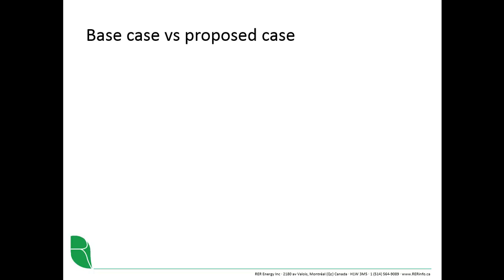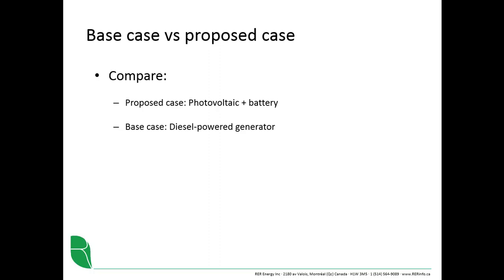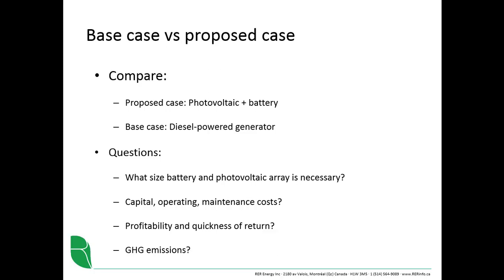In order to supply this, we want to compare two systems and determine whether the proposed case system makes sense compared to the base case system. So the two systems we want to compare are the proposed case of a photovoltaic plus battery system to the base case of a diesel-powered generator. And when I say makes sense, I essentially mean I want to answer the following questions. First, in order to answer the other questions, I'm going to need to determine the size of battery and photovoltaic array necessary to meet the stated electricity requirement.